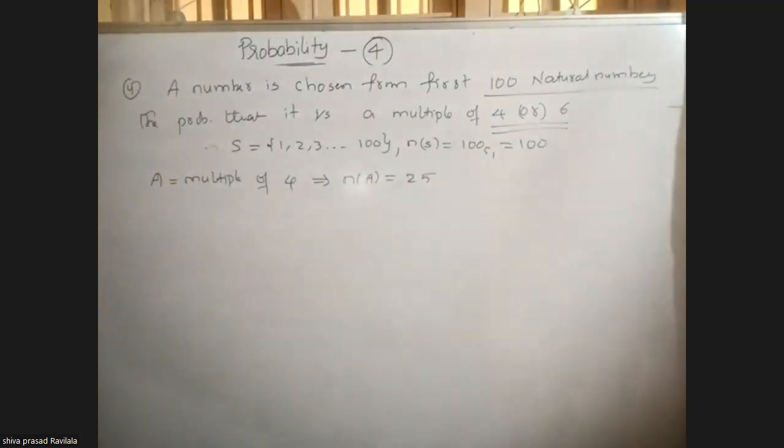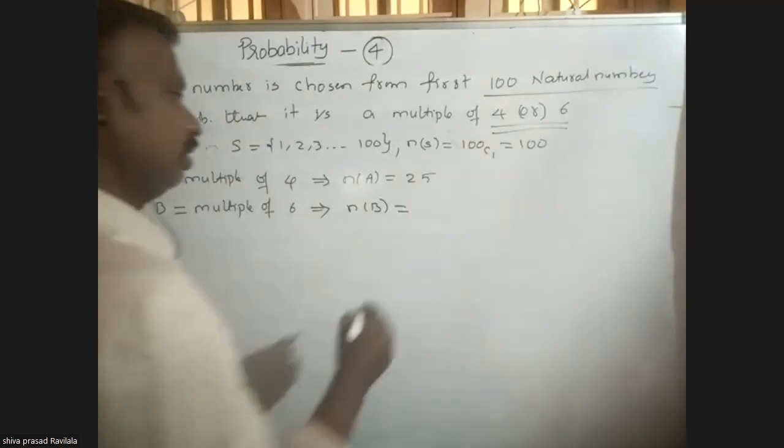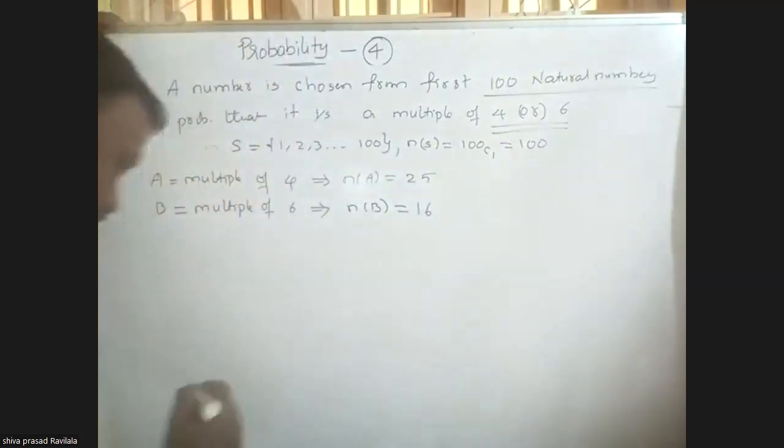25 4s are 100. If you don't know, use that formula. N of S is equal to 100 C1, which is equal to 100. And capital A is equal to multiple of 4, that is N of A is equal to 25. And capital B is equal to multiple of 6, N of B is equal to. Can anybody say? How many numbers exist? Up to 100, how many multiples of 6? ఐడియా లేదా అండి? 68. ఎలా వచ్చిందండి?